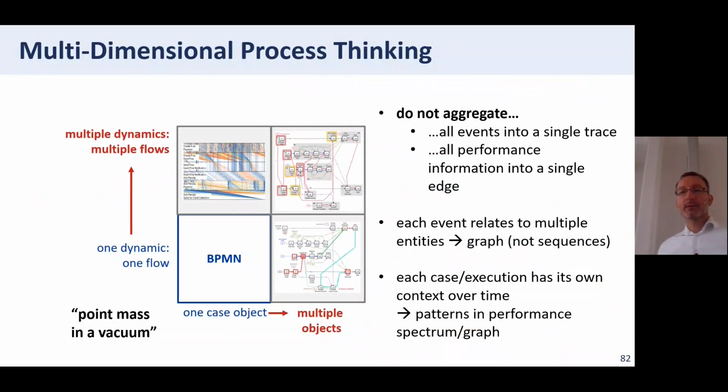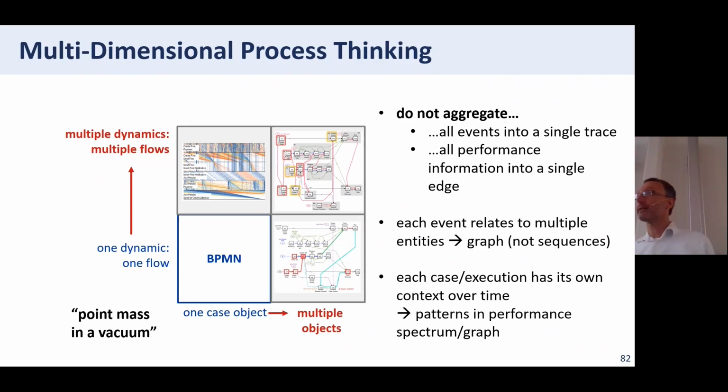Each event relates to multiple entities. It always does, because you at least have the case and the actor working on it. There's always at least two entities. Nothing happens in a vacuum. So acknowledge this, take this with you.